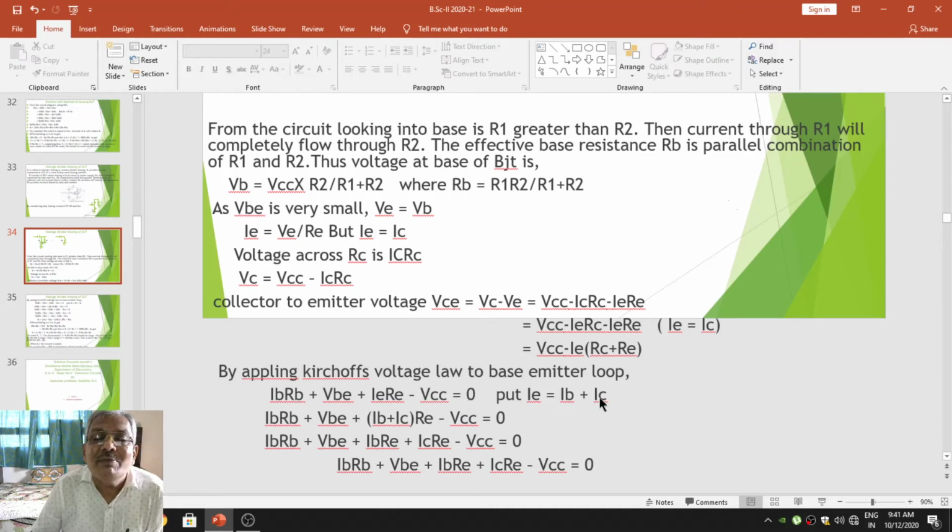Put IE equal to IB plus IC, so that we get IB RB plus VBE, replacing this IE by IB plus IC into RE, minus VCC equal to 0. IB RB plus VBE plus, by distributive law, IB RE plus IC RE minus VCC equal to 0. Take IB common between IB RE and IB RB.